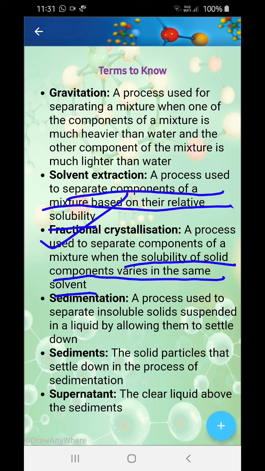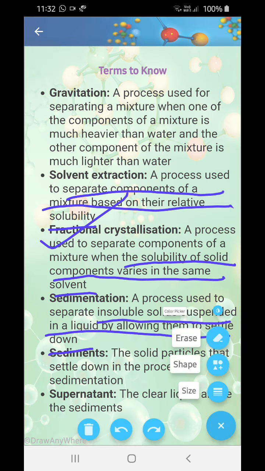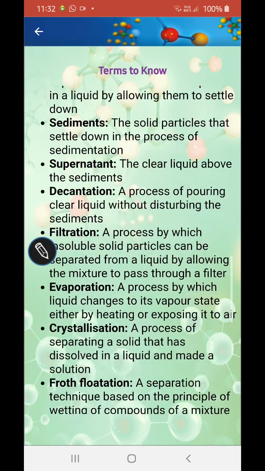Okay, done. Next, sedimentation. The process is used to separate insoluble solids suspended in a liquid by allowing them to settle down. What happens? You mix mud and water, the mud settles down, then you decant the clear water, you pour it to another beaker without disturbing the sediment particles. Next, sediments: the solid particles that settle down in the process of sedimentation. Now mud is a sediment, and the supernatant is the clear liquid above, which we pour off during decantation.